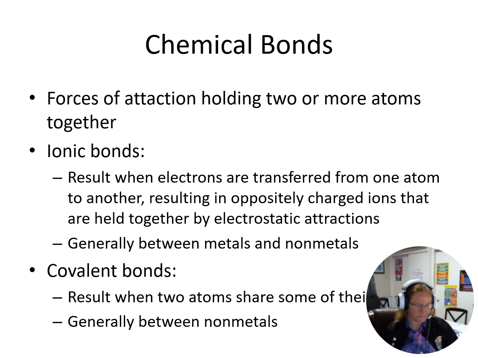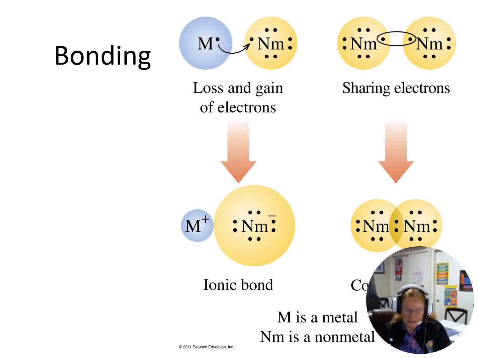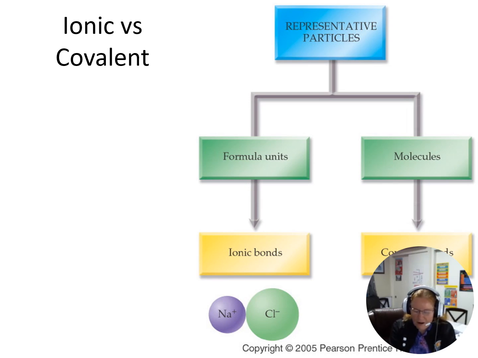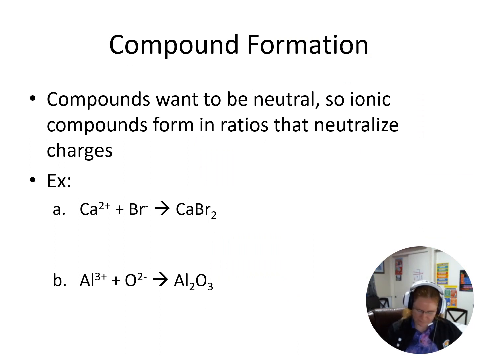In ionic bonds, there is loss and gain of electrons, so oxidation and reduction. Oxidation is loss, reduction is gain. In covalent bonds, we are sharing electrons. Ionic bonds form formula units, and covalent bonds form discrete molecules. When I form compounds, they want to be neutral, so ionic compounds have to be in a ratio that gives me something neutral.